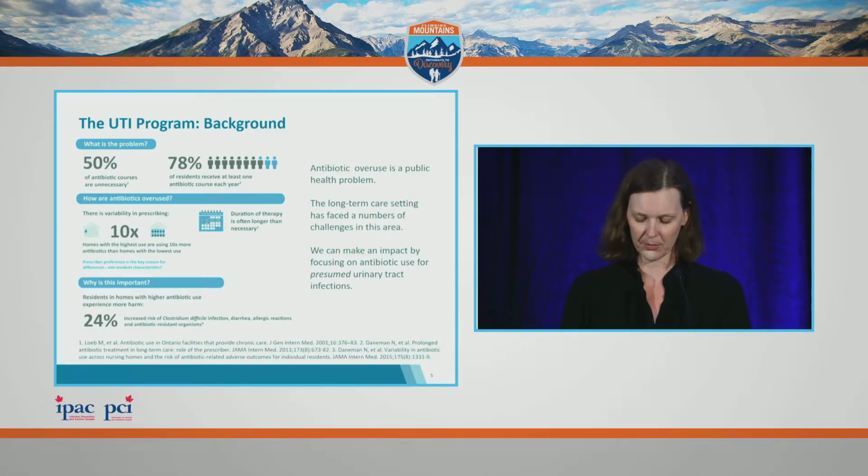Antibiotics can be variably prescribed, and the duration of therapy has been found to be longer than necessary. And we know that antibiotics aren't harmless, and overuse can contribute to Clostridium difficile infections, antibiotic-resistant organisms, and decreasing effectiveness of really important treatment options that we need to preserve. This infographic can be found on our PHO website as part of our Antimicrobial Stewardship Program resources.